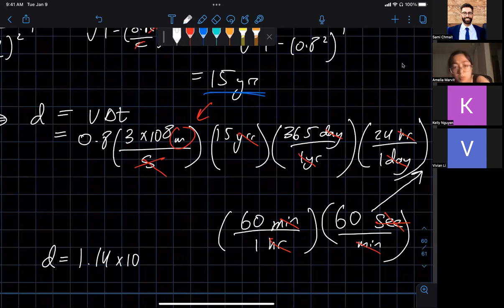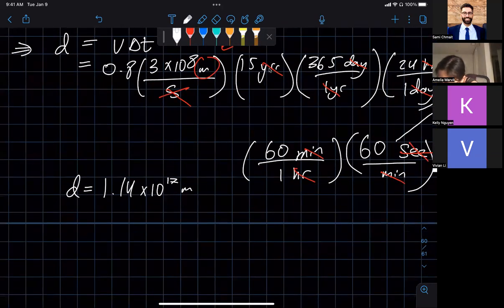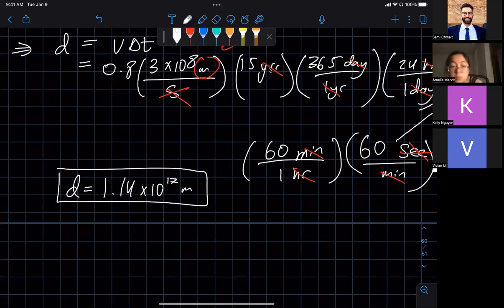Let me just double check. Let me pause it quick. All right, so that's 1.14 times 10 to the 17 meters. So now we know how far away we are when Felix dies.